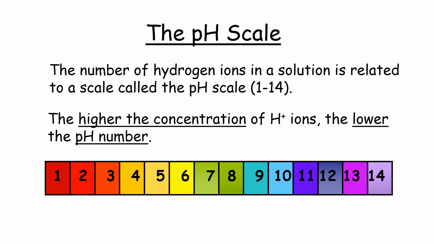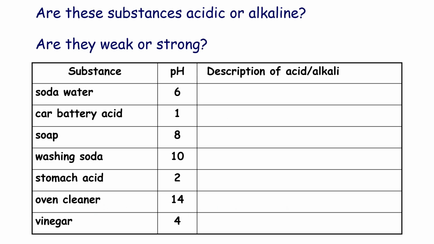The pH scale relates to the number of hydrogen ions in a solution. The higher the concentration of hydrogen ions, the lower the pH number. Anything with a pH of 1 to 6 is acidic. If the pH is from 8 to 14, it is alkaline. And if it is exactly in the middle, pH 7, that is a neutral substance.